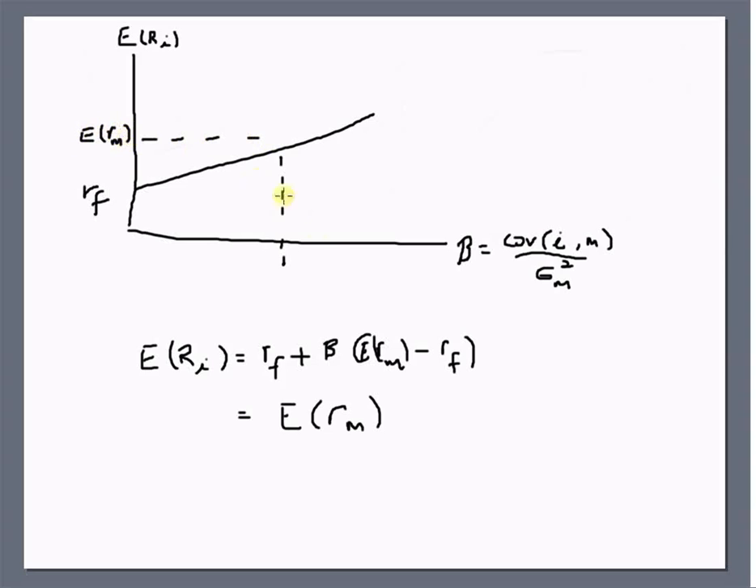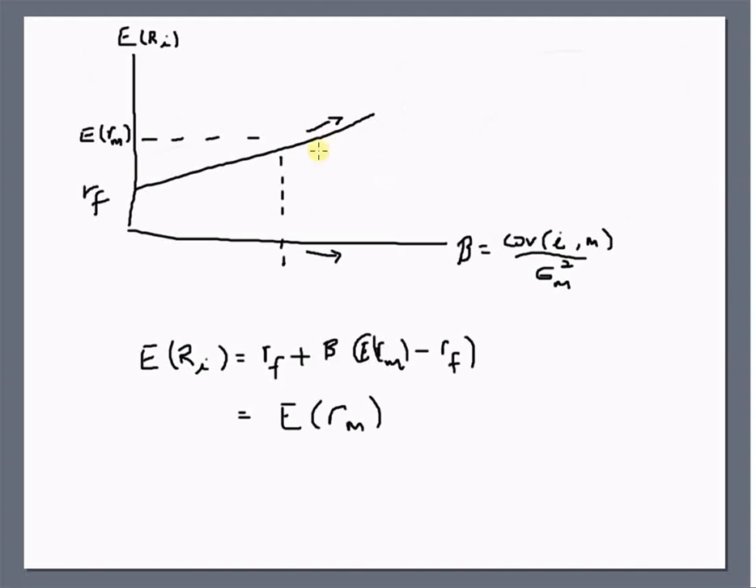So when beta is 1, the security is expected to return the expected return of the market portfolio. Let's look at the points above where beta is more than 1. We can see that as beta becomes larger, bigger than 1, expected return increases. This implies that as a security becomes riskier, the expected return of the security will be larger than what we expect to be returned from the market.